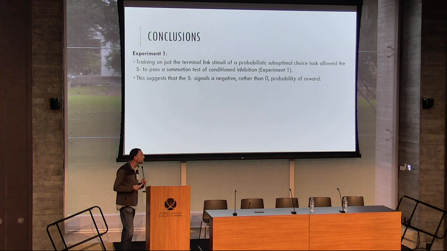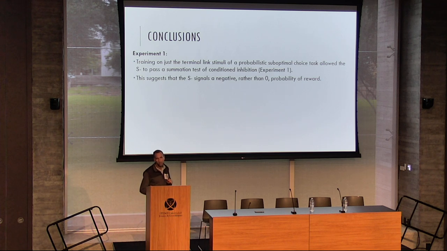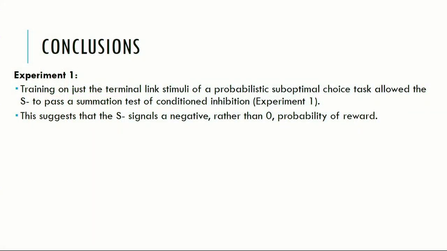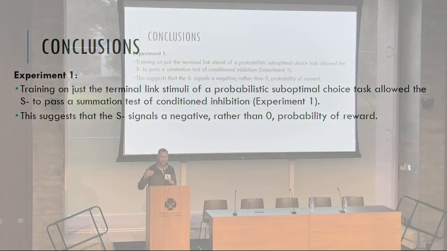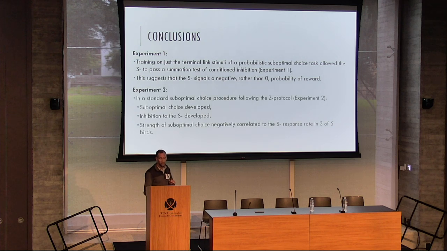So for the conclusions of the experiment, we see that training on just the terminal link stimuli of a probabilistic suboptimal choice task allowed that S minus to pass a summation test of conditioned inhibition, suggesting that S minus signals a negative rather than a zero probability of reward. And when we embed that into the standard suboptimal choice procedure following the Zentall protocol, suboptimal choice did develop, inhibition to S minus developed, and the strength of the suboptimal choice negatively correlated to the S minus response rate, especially for three of the five birds, with the other two trending.